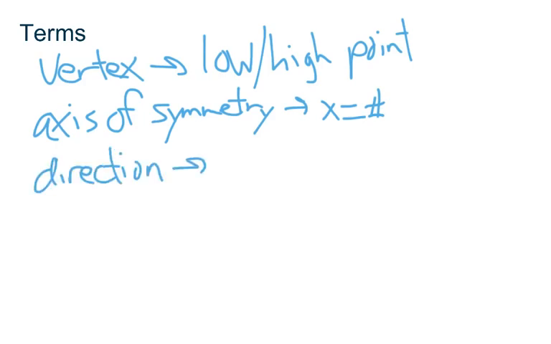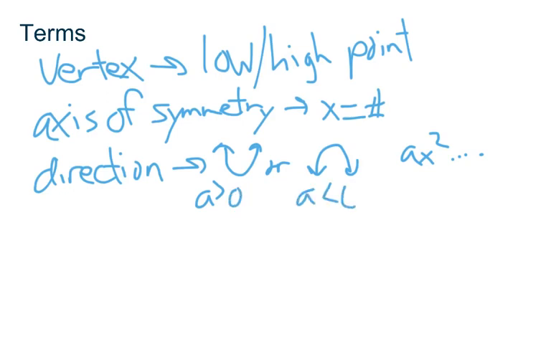Next, we have the direction. The direction refers to, is the parabola looking like that, or does it look like this? And what's really cool is that the direction of a parabola is determined by one thing, and that's a, in ax squared plus bx plus c. If a is greater than 0, it goes up. If a is less than 0, meaning it is a negative number, it points down.